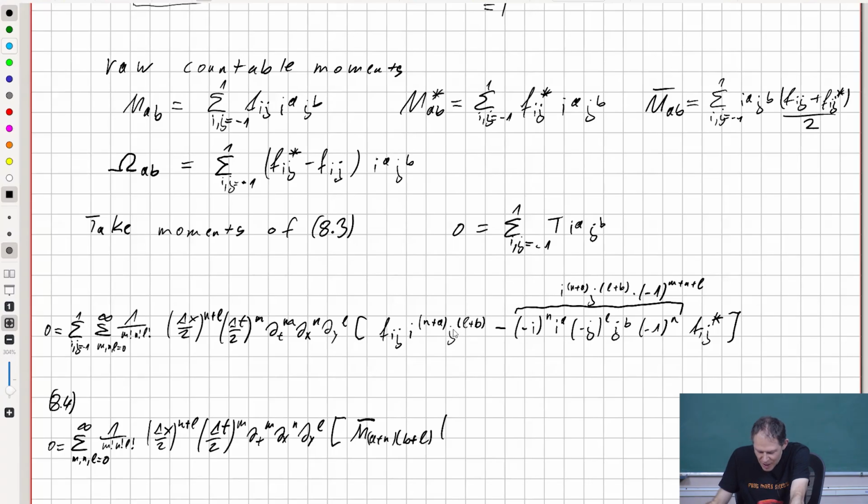And you see, this here always gives us the usual pre-collision moment, but the other one gives us alternating, depending on whether m plus n plus l is even or odd. It gives us plus the post-collision moment or minus the post-collision moment, yeah? So now this is the pre-collision plus the post-collision moment, and this here is the post-collision minus the pre-collision moment. Yeah, so we get either this or this.